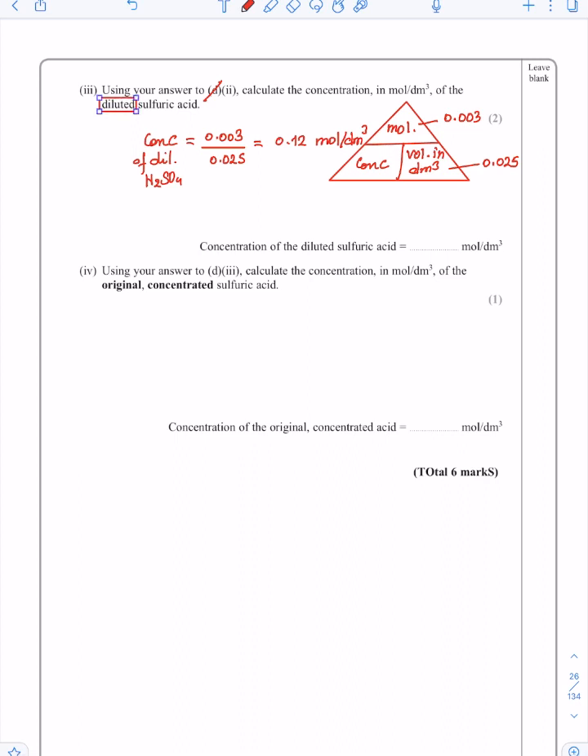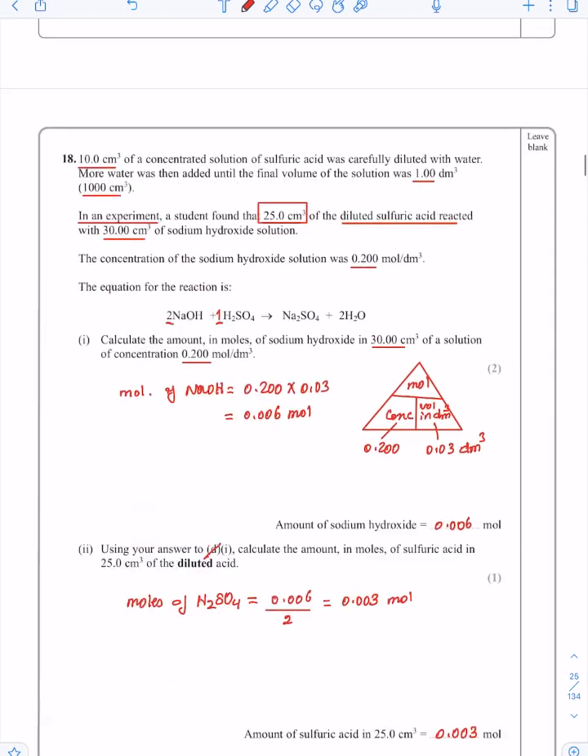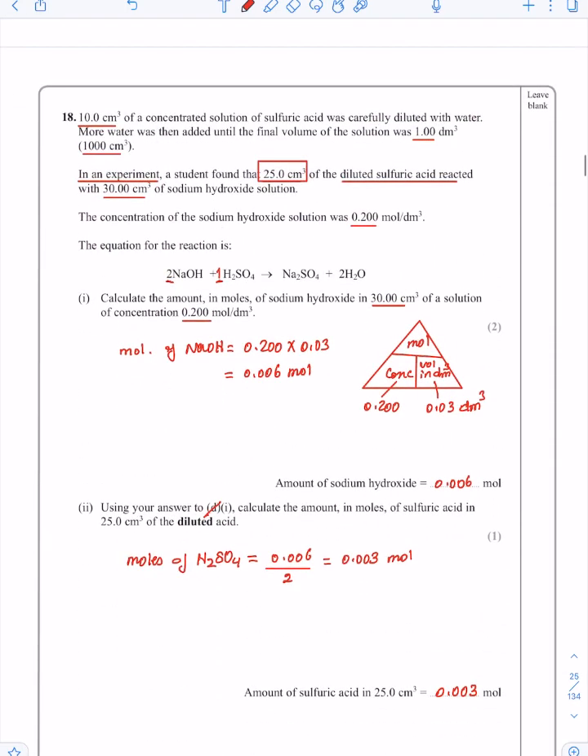هو هنا بقى using your answer for IV to triple I, calculate the concentration of the original concentrated sulfuric acid. طيب نرجع للهاد بتاع الكويستشن. هو كان في أول سطر كان قال إيه؟ كان قال إن 10 cubic centimeter of sulfuric acid concentrated was carefully diluted with water, and more water was then added until the final volume of the solution was 1000 cubic centimeter.